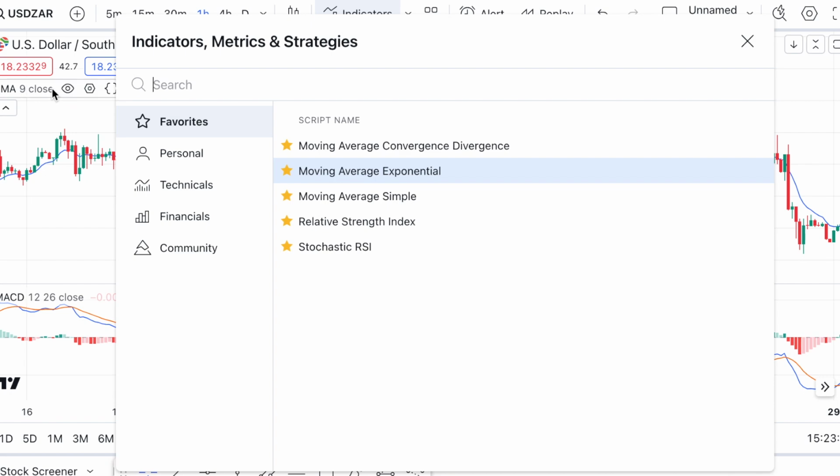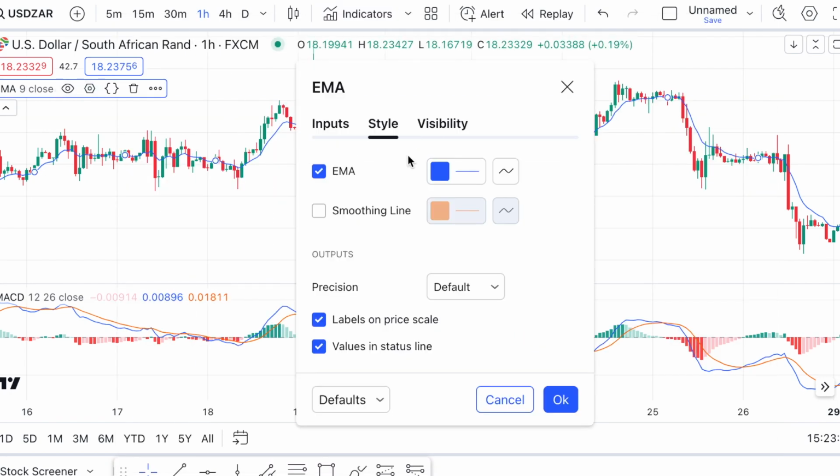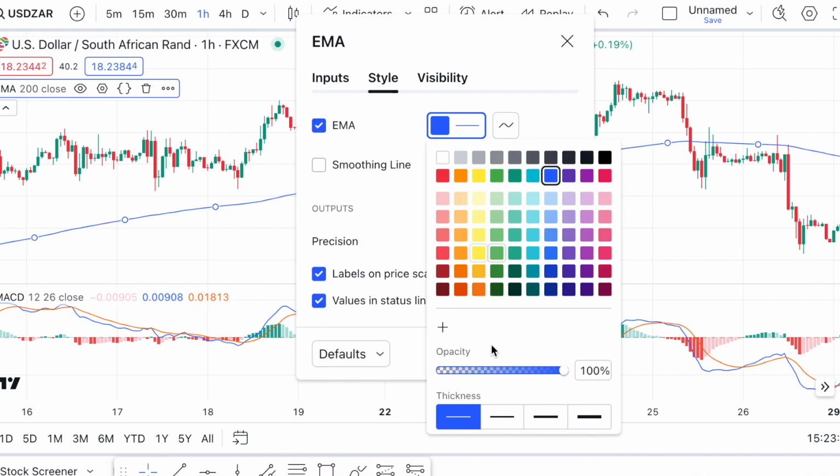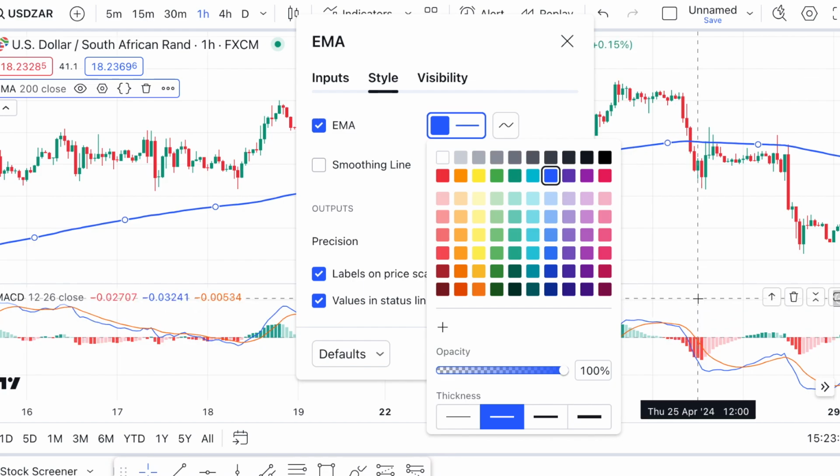Then for our second indicator, we'll use the EMA, or exponential moving average. And here I need to change the settings from 9 to 200 and adjust the style to make the line more visible. Our strategy is now ready, so let's get into the trading rules.